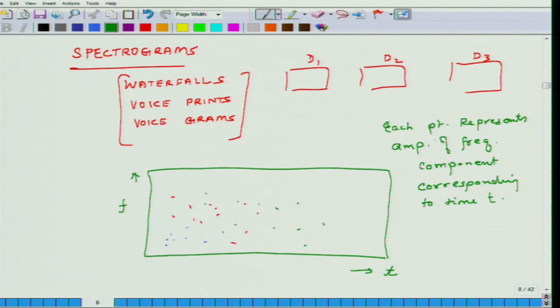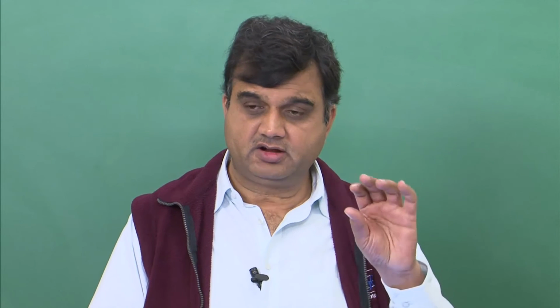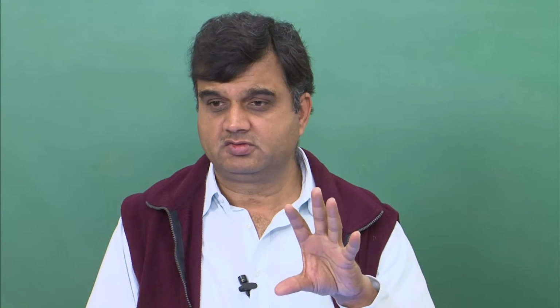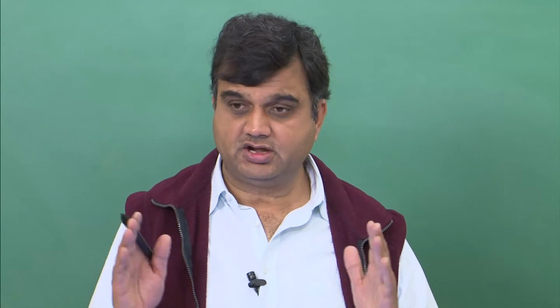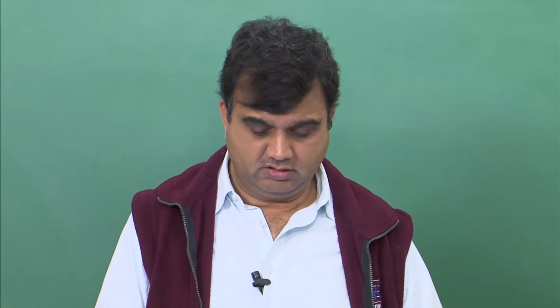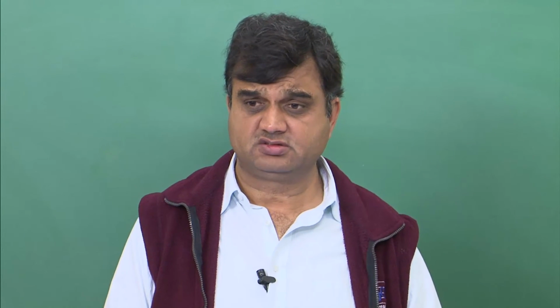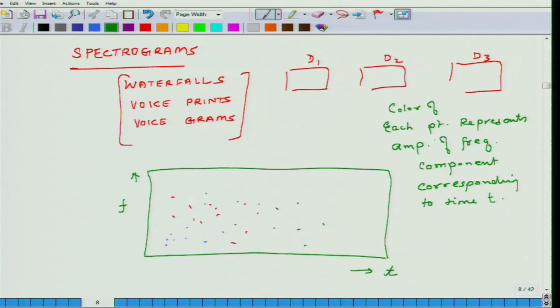Okay, so each point and the color of each point. So I should have written color of each point. Each point represents... if your scale is such that red is extremely large and blue is extremely small, then red will represent that the amplitude is maximum and blue will represent amplitude is minimum. So this is like a three-dimensional plot in two-dimensional space. So this is what this is, okay?